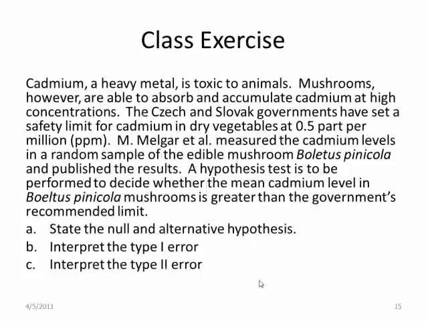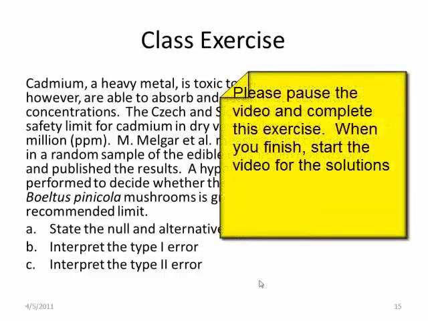This class exercise: cadmium, a heavy metal, is toxic to animals. Mushrooms, however, are able to absorb and accumulate cadmium in high concentrations. The Czech and Slovak governments have set a safety limit for cadmium in dried vegetables at 0.5 parts per million. These guys did a study, and a hypothesis test is being performed to decide whether the mean cadmium level in these mushrooms is greater than the government's recommended limit. So what I'd like for you to do is to state the null and the alternative, interpret the type 1 error, and interpret the type 2 error. So why don't we take about 3 or 4 minutes.